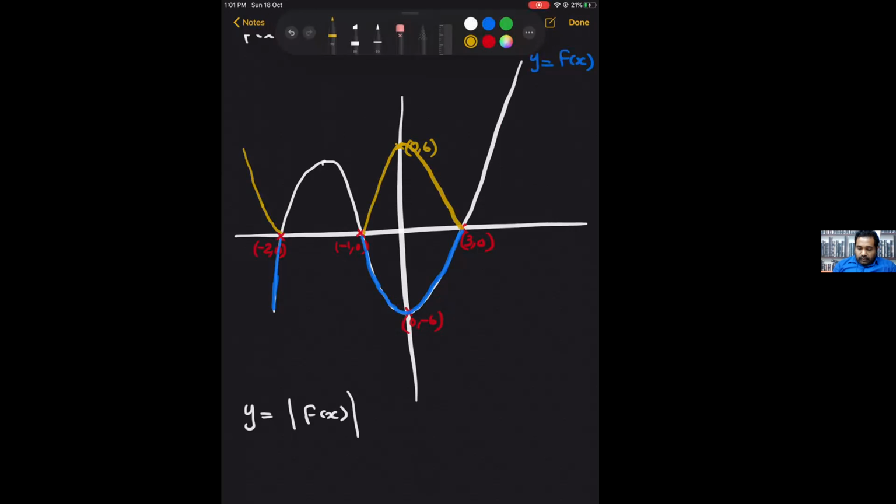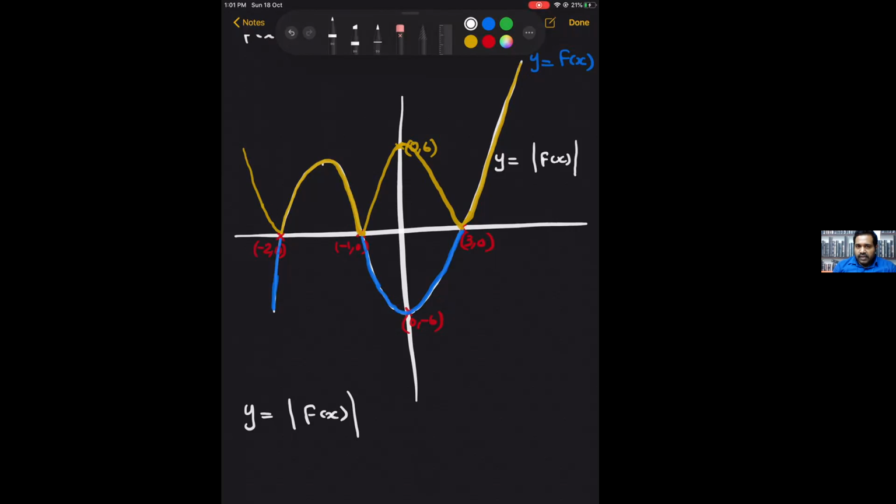So this represents the graph of y is equal to modulus of f of x. Did you get my point?